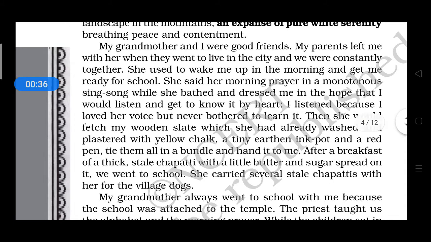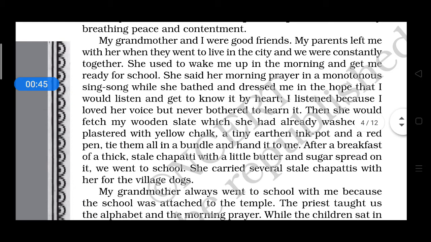My grandmother and I were good friends. My parents left me with her when they went to live in the city, and we were constantly together. Constantly means regularly together. She used to wake me up in the morning and get me ready for school. She said her morning prayer in a monotonous sing song while she bathed and dressed me, in the hope that I would listen and get to know it by heart.